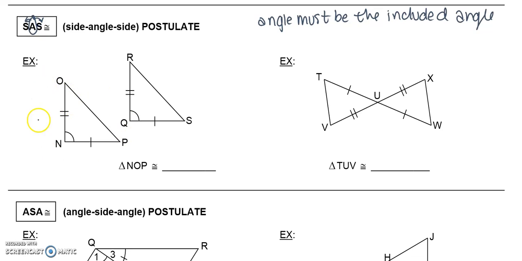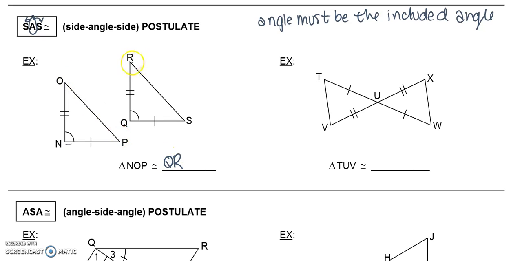In this first example, we have NOP. We have a marked angle, and it's touching both marked congruent sides. We have an included angle because it's touching both marked congruent sides. So we do have side angle side congruence. Listing out this congruence statement, N goes from the congruent angle to the 2 tick mark side, so we go from the congruent angle to the 2 tick mark side of QR.